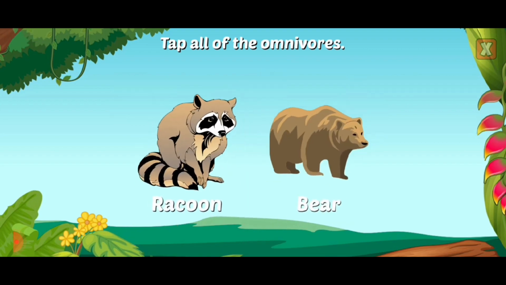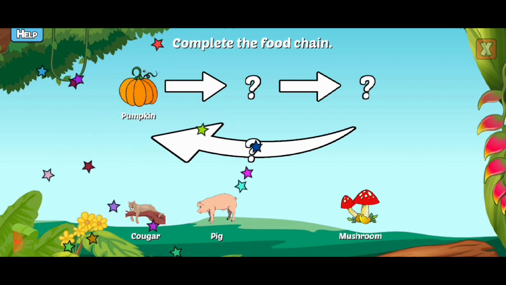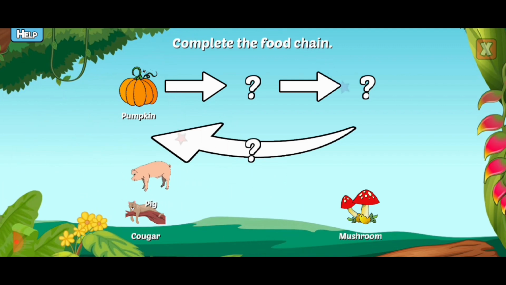Example of a food chain. Let's look at a simple example of a food chain. Grass to grasshopper to frog to snake to eagle. Here grass is the producer. The grasshopper eats the grass, primary consumer. The frog eats the grasshopper, secondary consumer. The snake eats the frog, tertiary consumer. The eagle eats the snake, top predator.